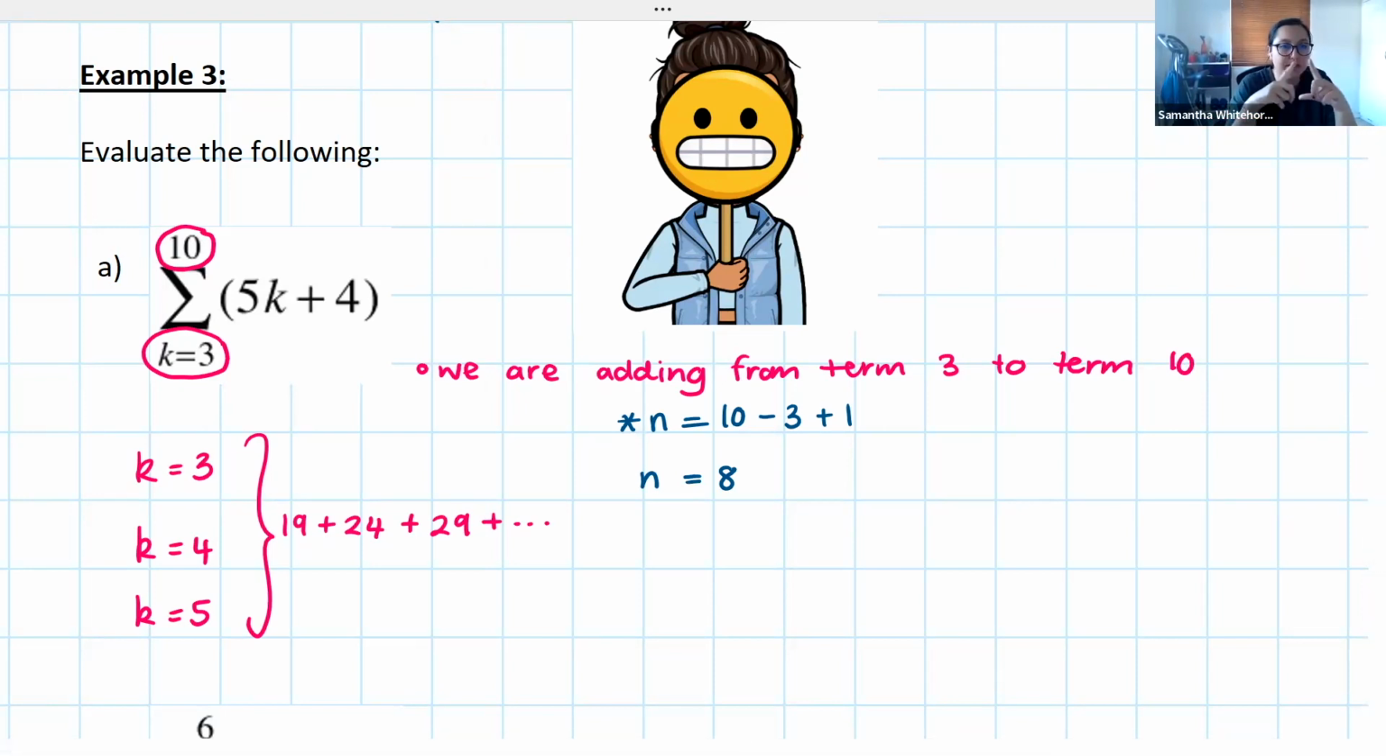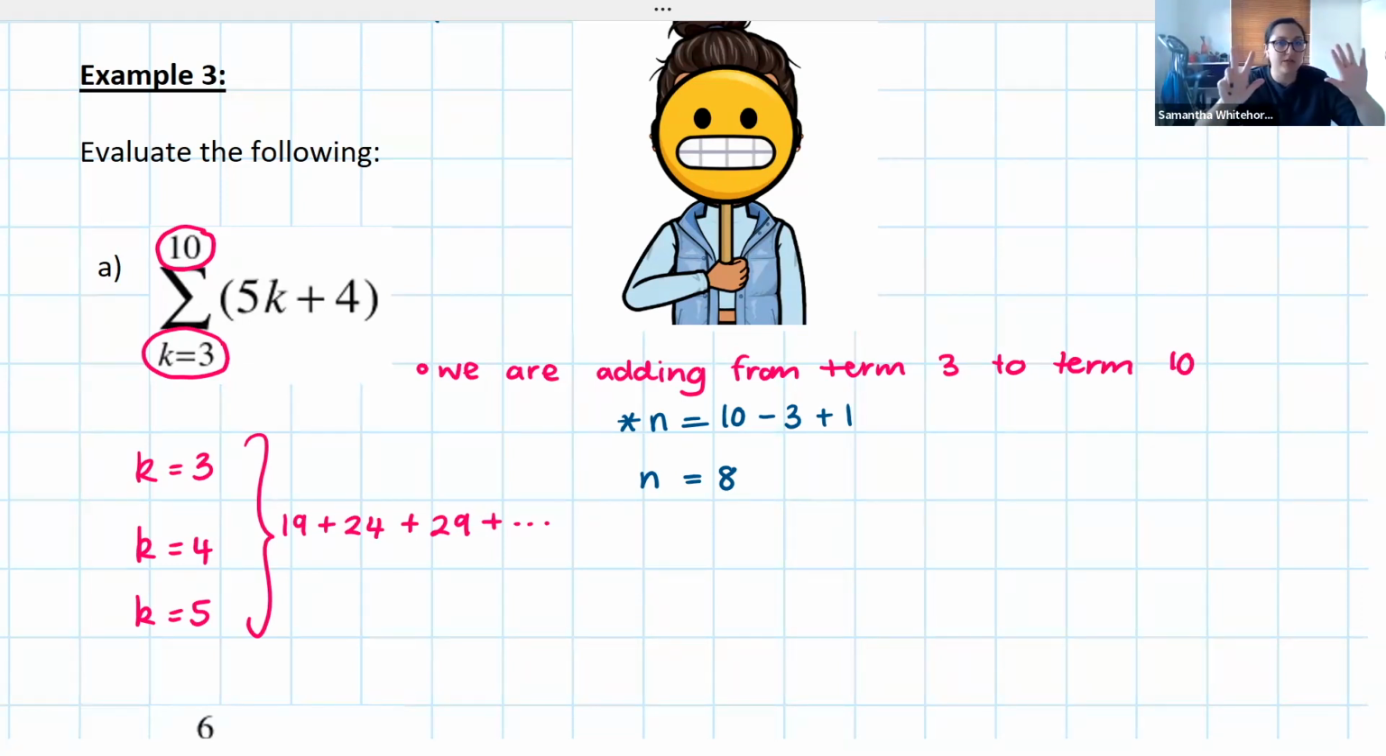What we often forget to do is we'll just say 10 minus 3 is 7, that's how many terms. But we often forget to count the first term. So I'm adding term 3, 4, 5, 6, 7, 8, 9, 10. That is 8 terms that I'm adding.